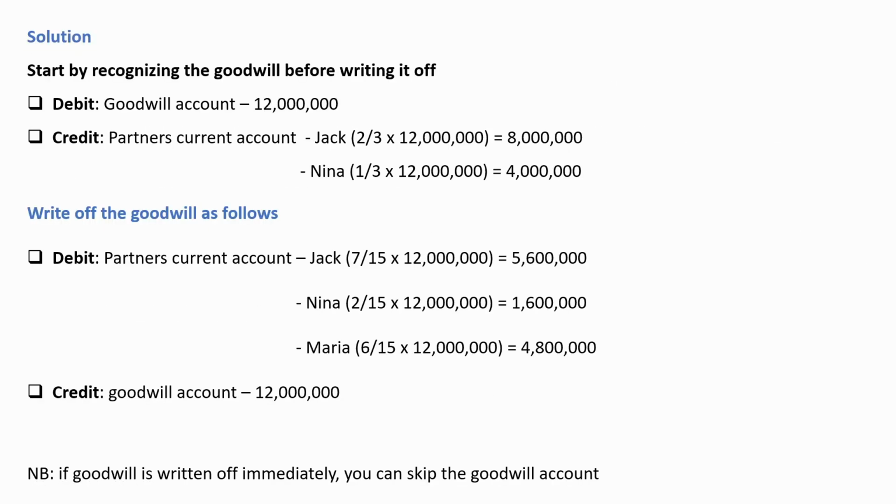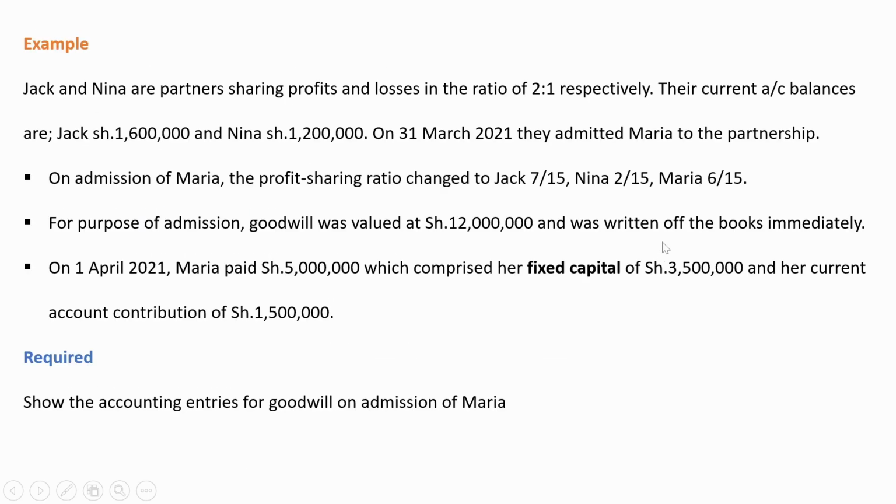These entries will be recorded in the current account because we are told that Maria had a fixed capital. Anytime they mention fixed capital, it means we are not supposed to alter that capital. And if you're not supposed to alter the capital, we cannot be recording goodwill in the capital account. So we can only record goodwill in the current account.